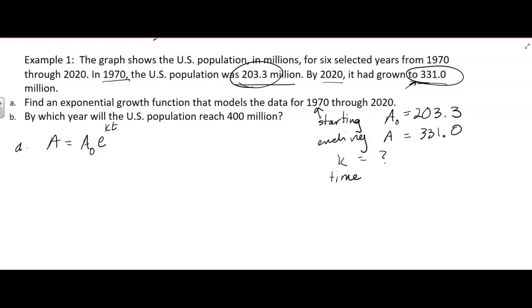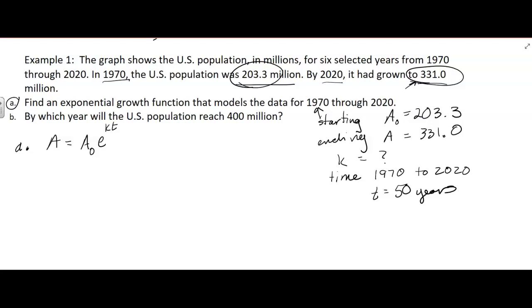How many years are there from 1970 to 2020? Well, that would be 50 years, right? So 50 years. That's going to be the time, T. Okay, so we can put this all in the formula. This little A here just says it's letter A that I'm working on.